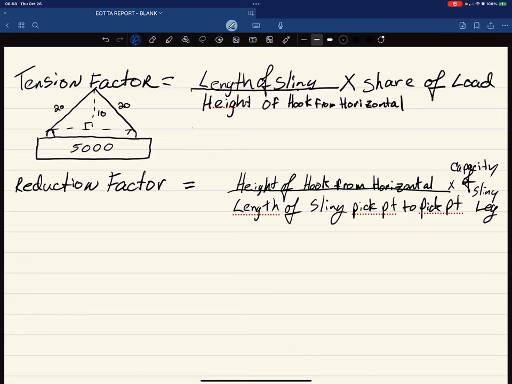Today I'm going to build upon the lecture we had on tension factor. Today we're going to talk about the reduction factor. Tension factor, again, is the length of the sling divided by the hook height from the horizontal times the share of the load. So in the example here, 5,000 pounds would indicate that theoretically 2,500 pounds is carried by each leg.